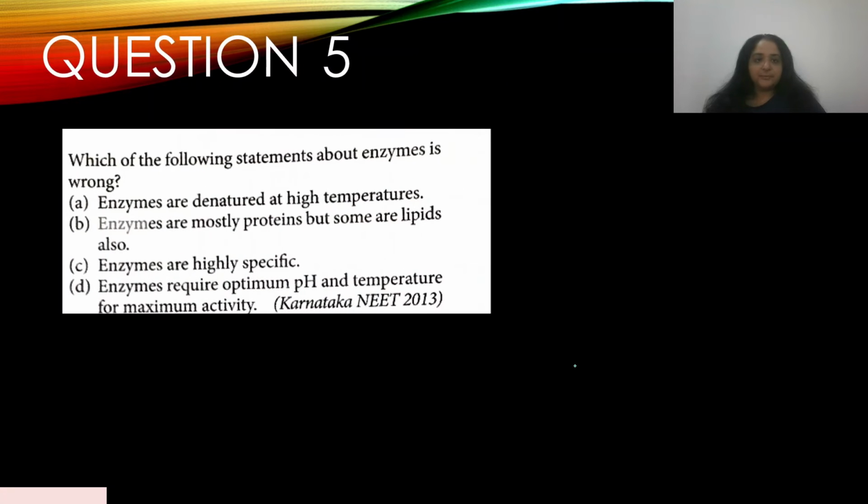Question number 5. Which of the following statements about enzymes is wrong? This appeared in Karnataka NEET 2013. A, enzymes are denatured at high temperatures. Yes. B, enzymes are mostly protein, but some are lipids also. No, B could be the incorrect statement here. C, enzymes are highly specific. D, enzymes require optimum pH and temperature for maximum activity. Yes. So the answer is B.